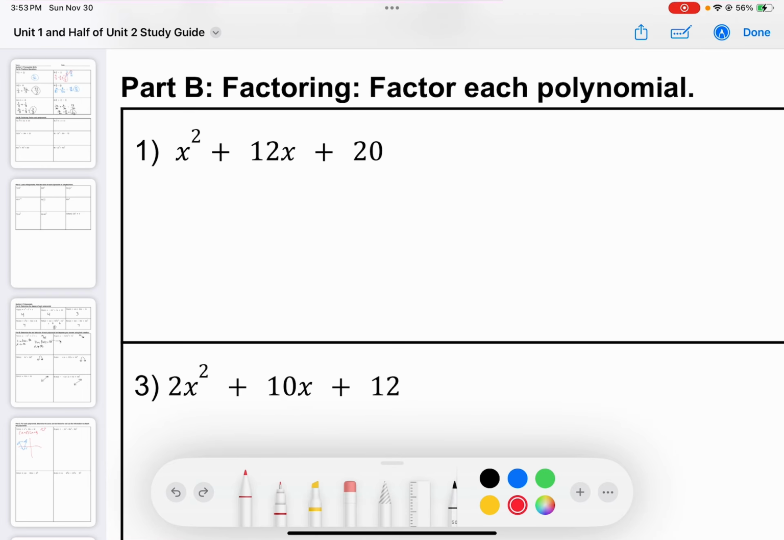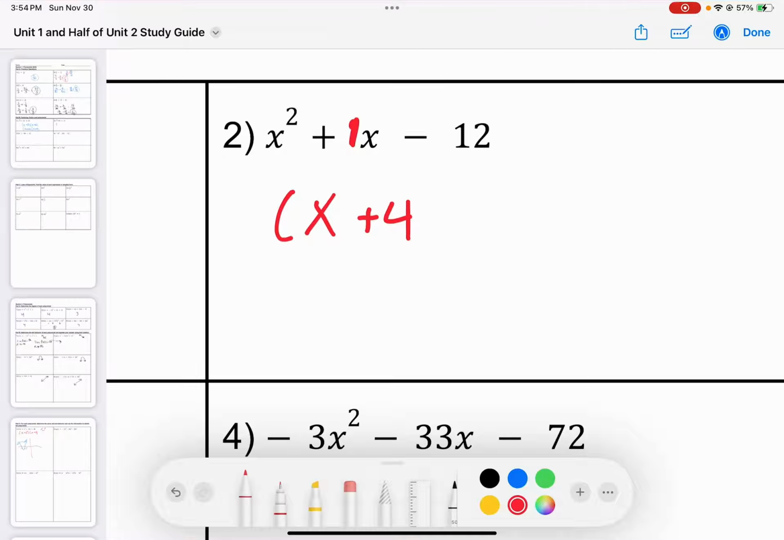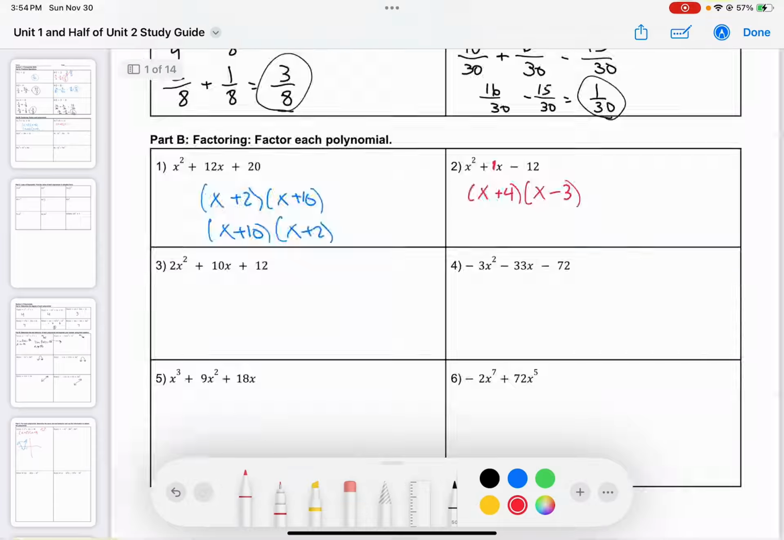Hopefully in pre-calc, we understand that there's a 1 coefficient in front of x. So I'm asking myself, what two numbers add to make 1 and multiply to make negative 12? That is positive 4 and negative 3.